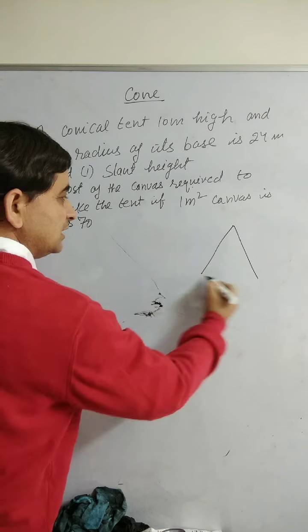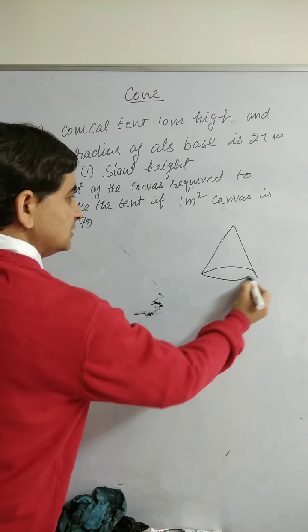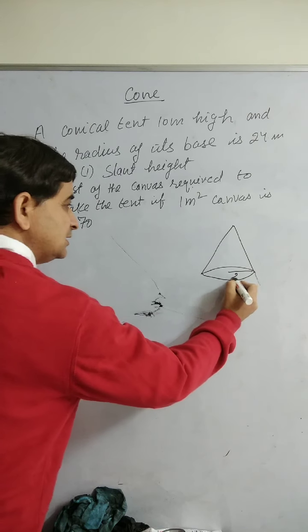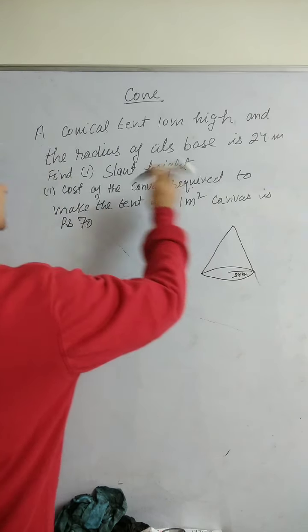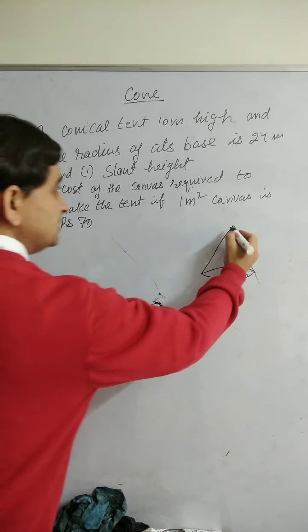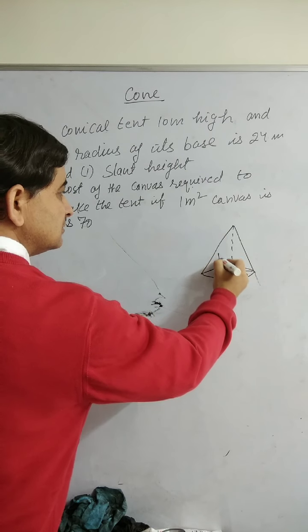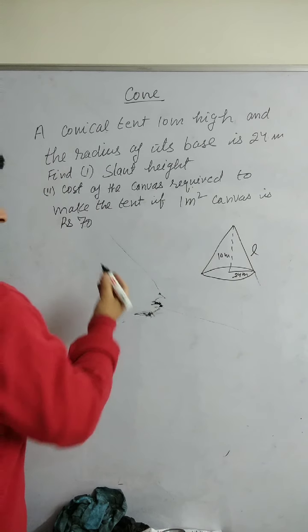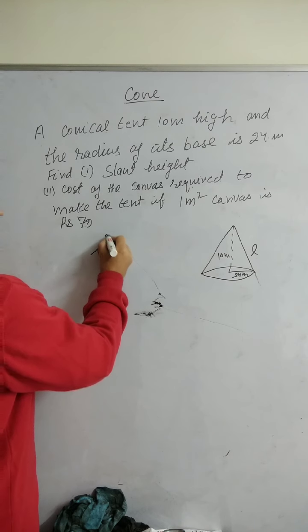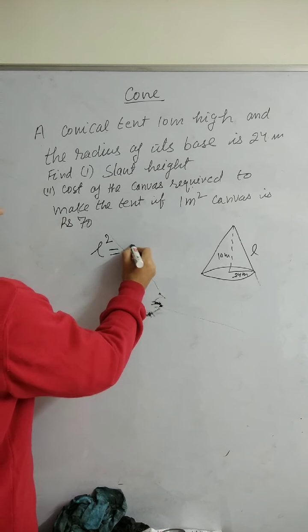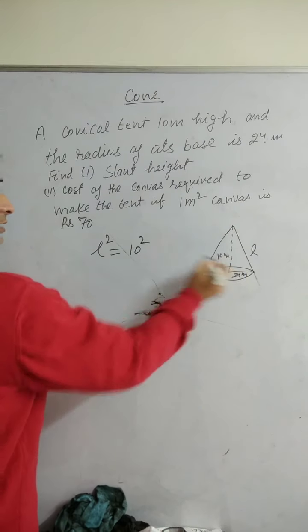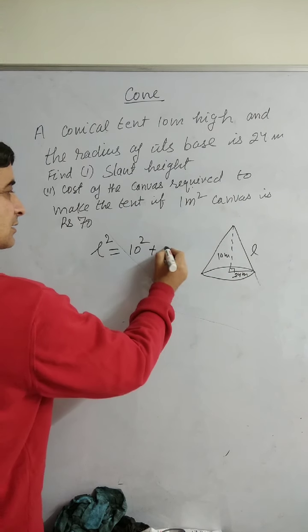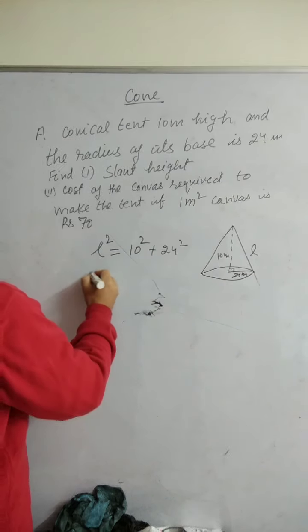There is a conical tent, right? Its radius is given to you how much? 24 meters, and its height is given to you 10 meters. First thing is to find its slant height. Got it? So for its slant height, apply Pythagoras theorem. L square equals perpendicular square plus base square, because it's a right angle triangle.